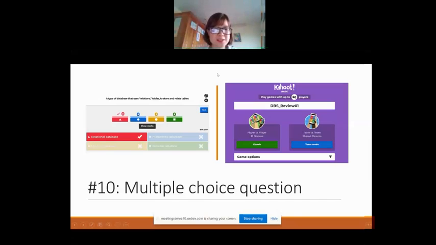As you can see here, picture number one is the screen that the student will see. They read the question on the projector and choose the answer here. They try to choose the correct answer in the shortest time, and as a result they will get points based on the time and the correctness of the answer.